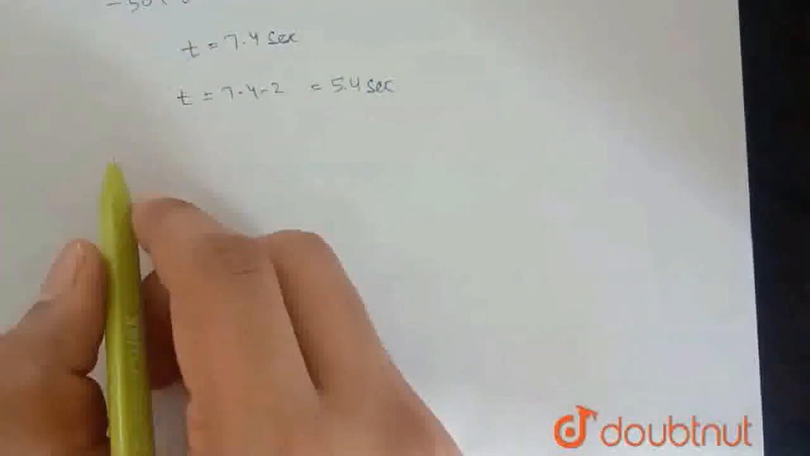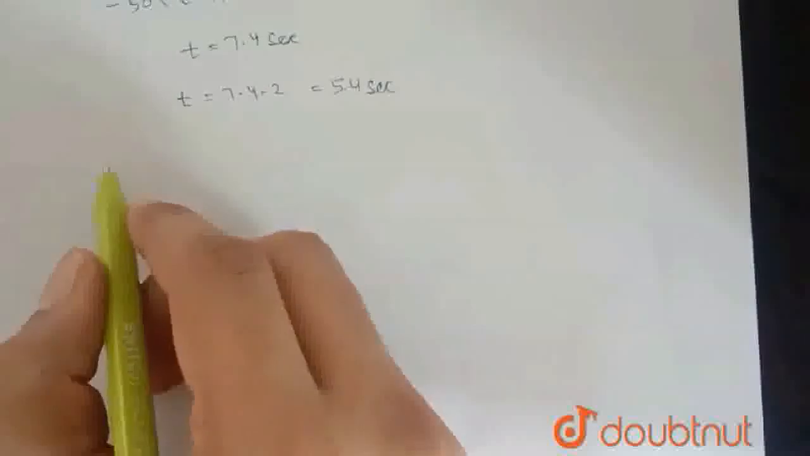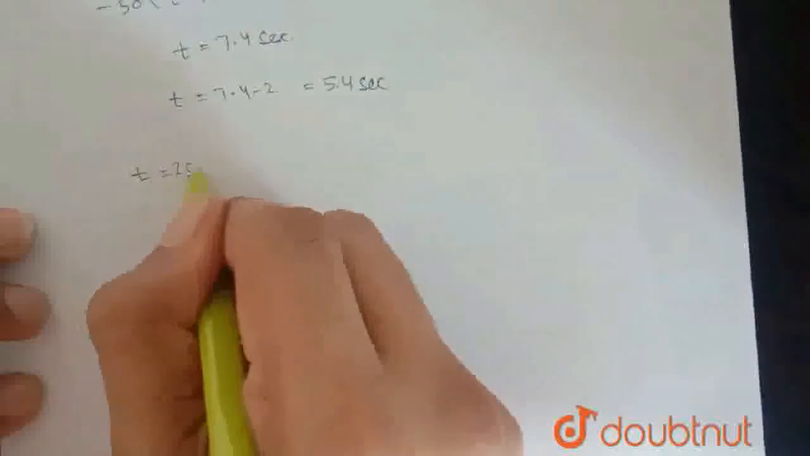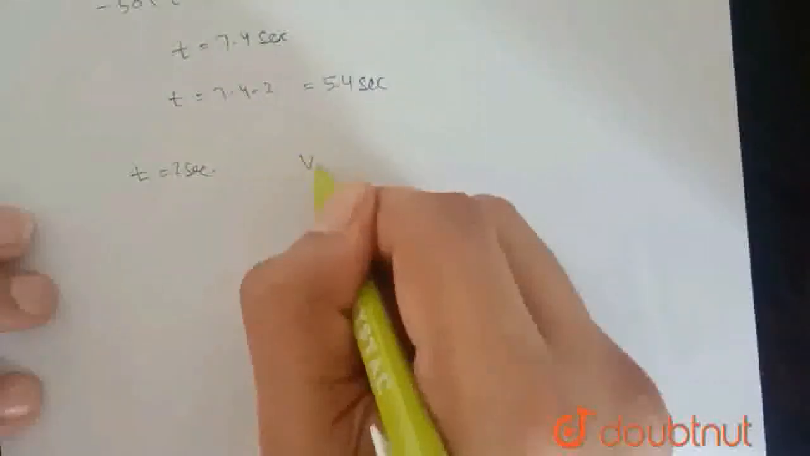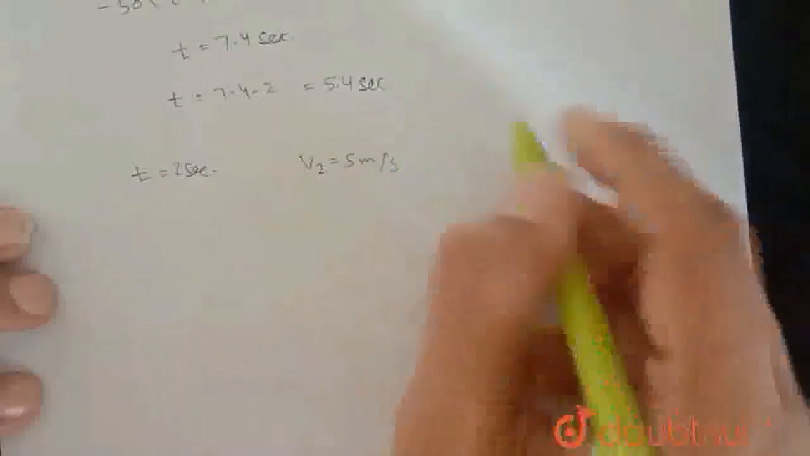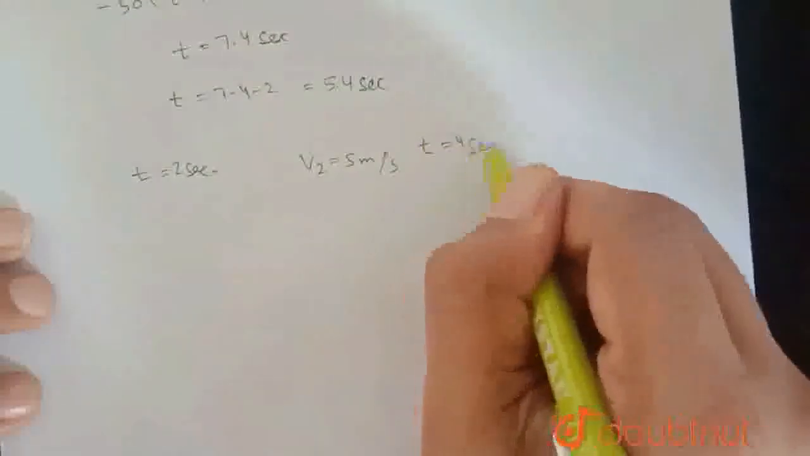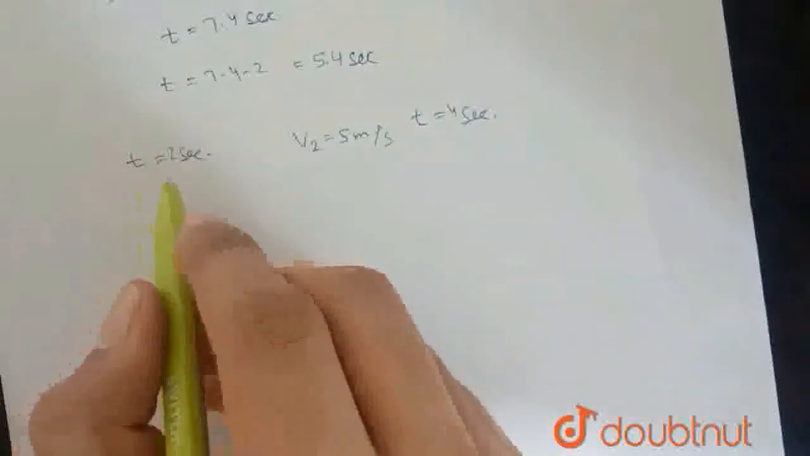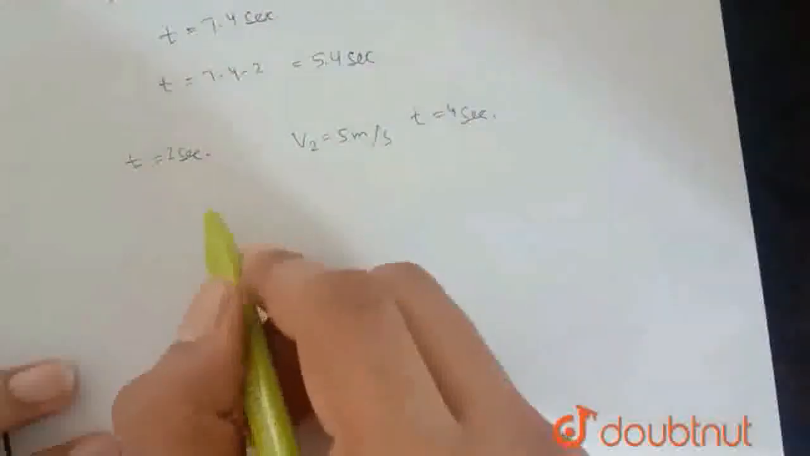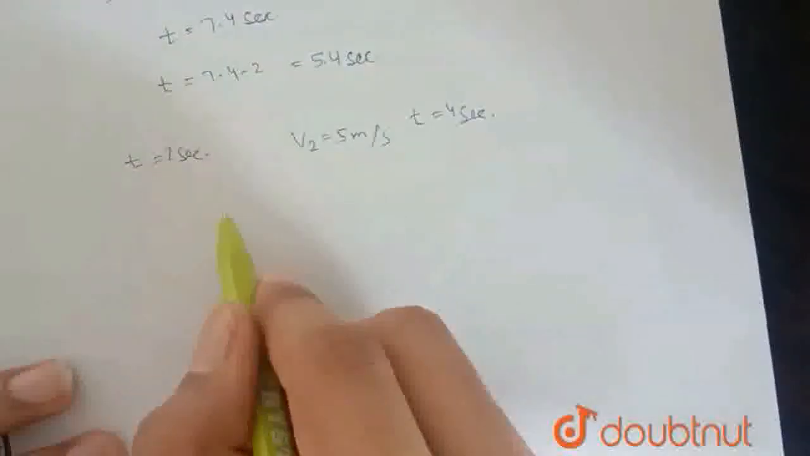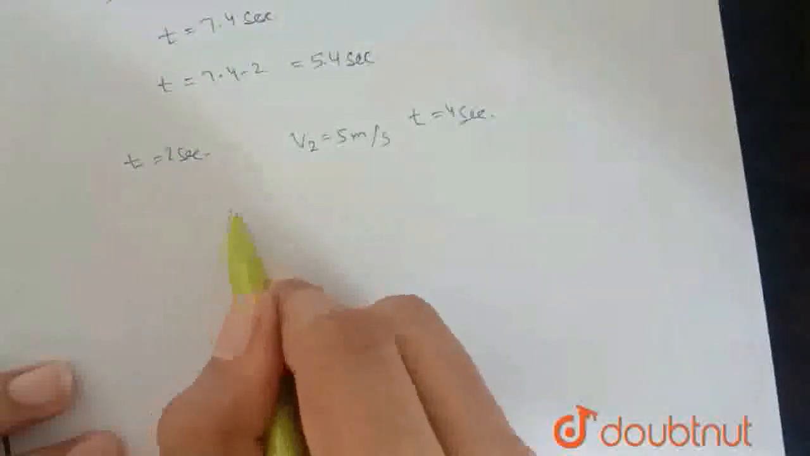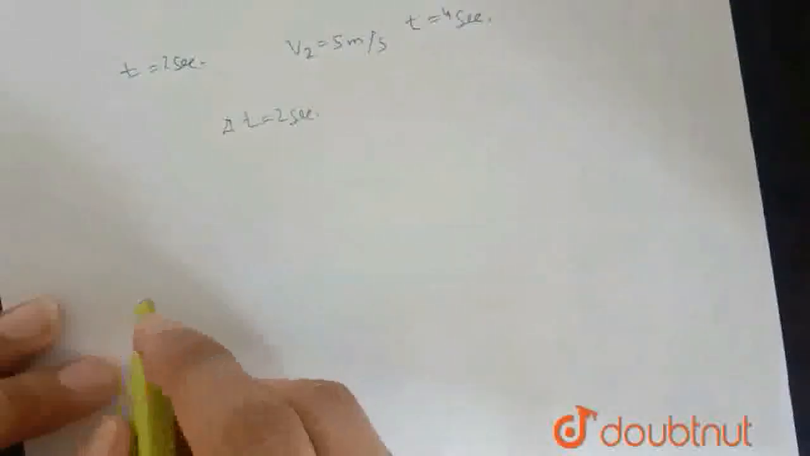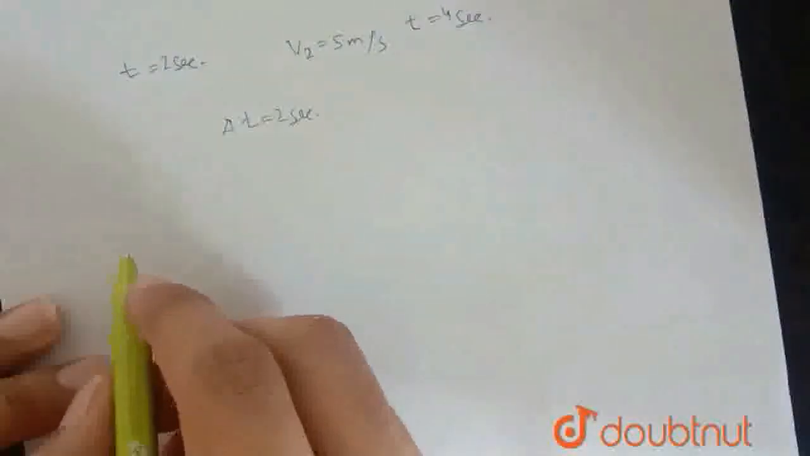Option C is the maximum velocity reached by the block at time 2 seconds after the start of motion. As we know, motion is starting at t equal to 2 seconds and V2 equal to 5 meter per second, which is maximum at t equal to 4 seconds. So option C is correct. The maximum velocity reached by the block is after 2 seconds of motion starting. So delta t is 2.